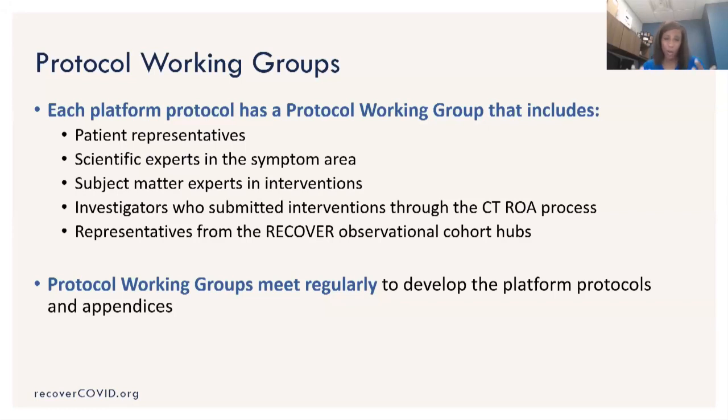And then even once the protocol working groups have been up and moving, we are also trying to get input from people who are going to execute this at the sites. So does this actually make sense? How would you operationalize this? Or are there other ways to do it better? Next slide, please.